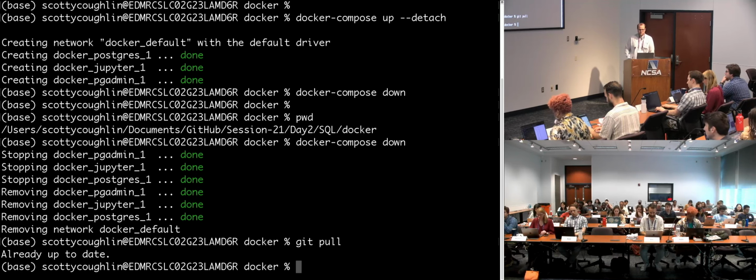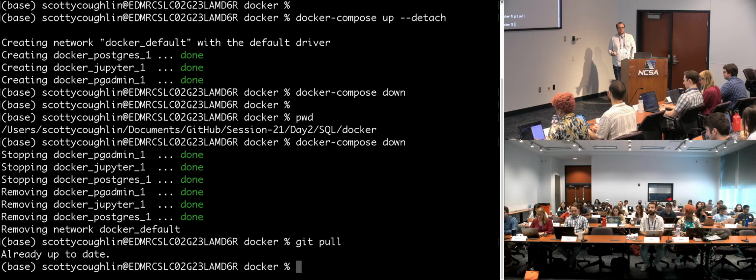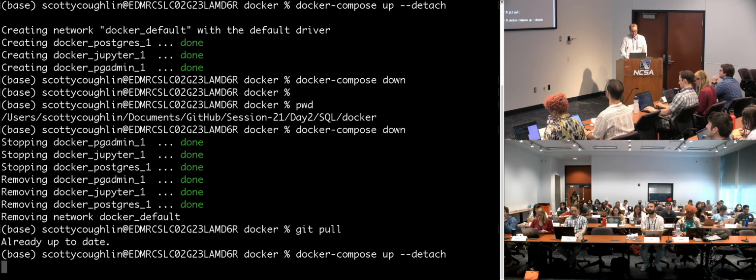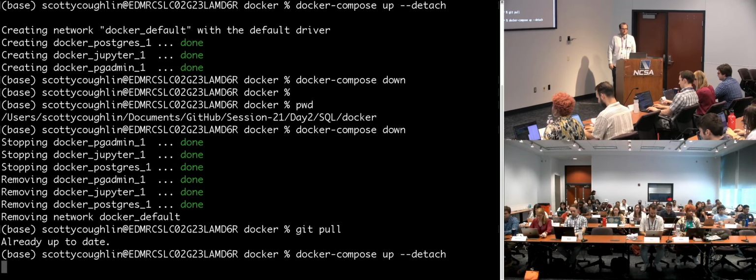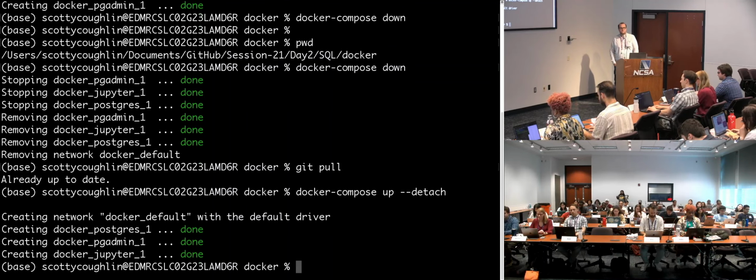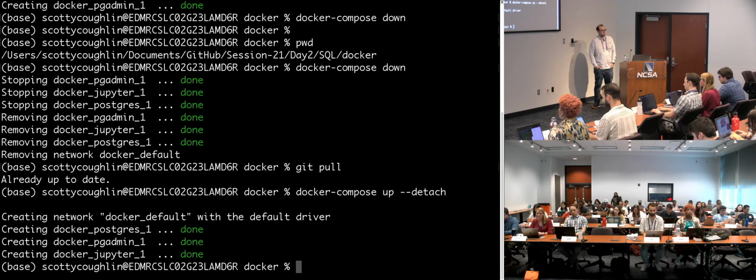And then after you have run the docker-compose down command inside of the Docker folder, and ran the git pull command to pull any further differences between your local repository and the session 21 remote repository, I want you to just run that docker-compose up --detach command again, and it should look something like this. I'll wait a couple moments.